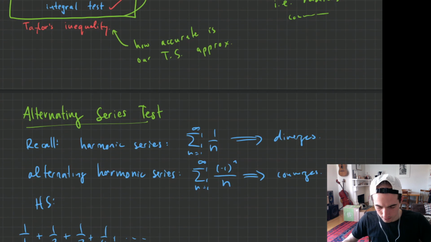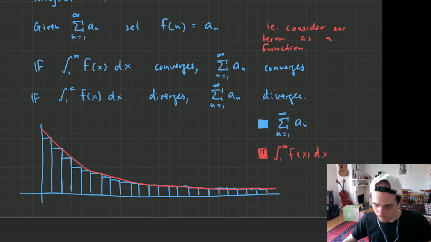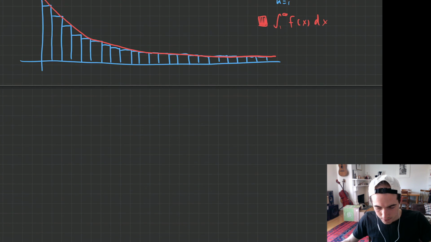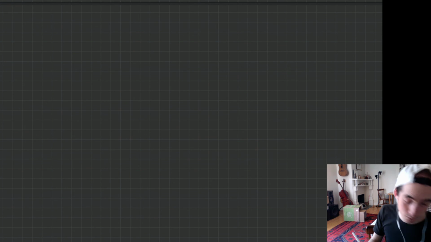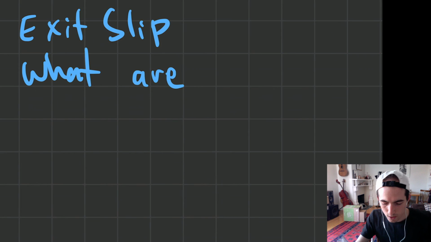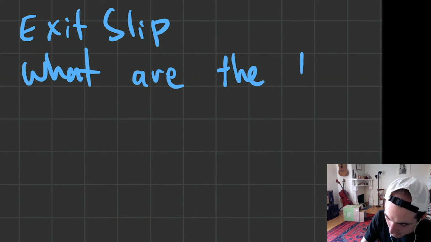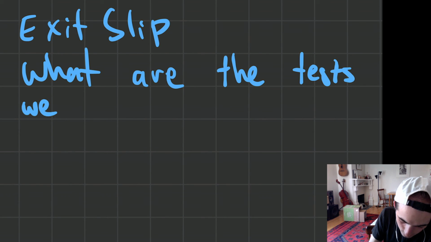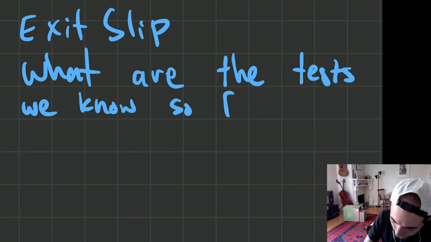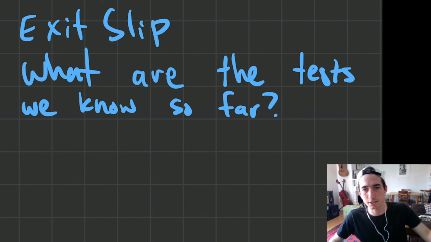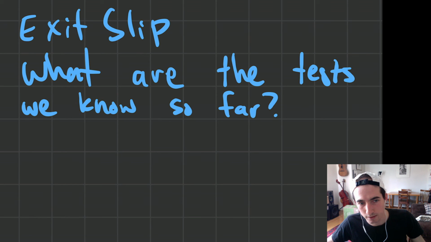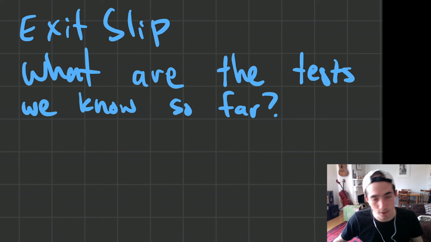So it looks like we're a little bit out of time. I'm going to make the exit slip fairly straightforward today. This one is not in the back of the book, unfortunately. Let me zoom in here. We don't need all that. Okay, so what are the tests we know so far? Just list them. Well, we've got the ratio test, the nth term test, the p-series test, right? Just write them down. They don't have to be in any particular order.